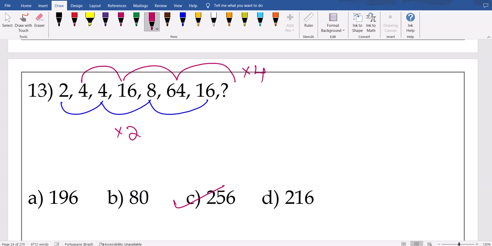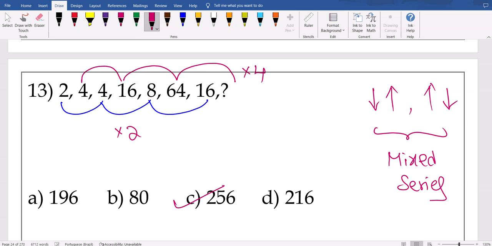Last couple of questions are almost in a similar way. Mixed series, increasing and decreasing, or decreasing and increasing also, mixed series only. Not only increase then decrease, but decrease then increase, increase then decrease, both fall under mixed series only. Mixed series.